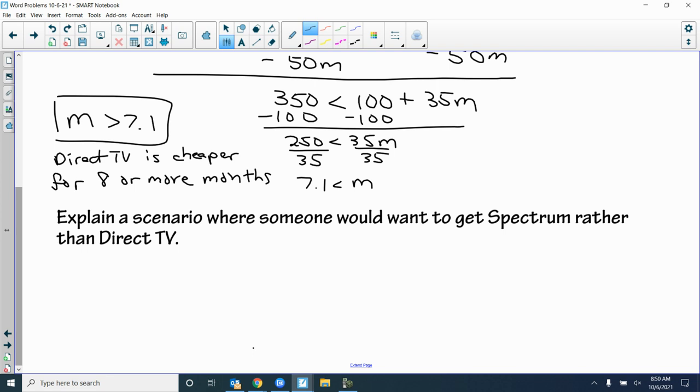Somebody said, I think it was last year, what if you just wanted to order for football season? Like you're a big football fan. So you would just get it for 4 or 5 months, and then you're going to cancel it. Then you would want to go with Spectrum because it's going to be cheaper for anything less than 7. You're only going to be somewhere for a certain period of time.